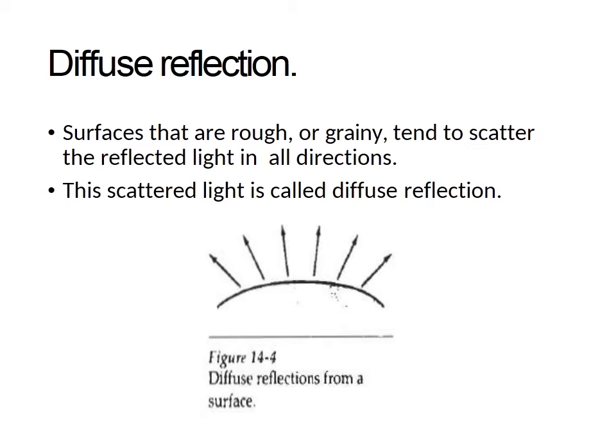Surfaces that are rough or grainy tend to reflect light in all directions. Surfaces that reflect incident light with equal intensity in all directions are a case of perfect diffuse reflection. Such surfaces are referred to as ideal diffuse reflectors. Examples: snow, movie screen.